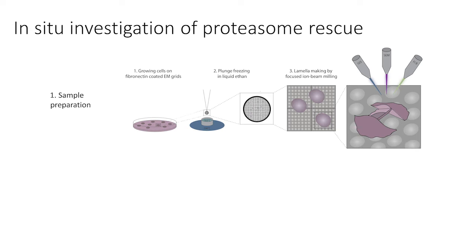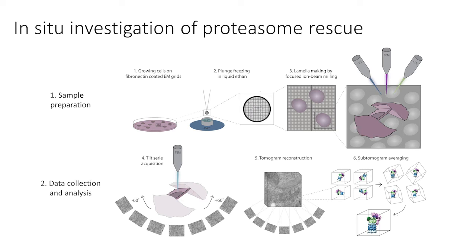So what we have to do is we grow our cells on grids, on electron microscopic grids. Once we see the cells have divided, we plunge freeze them in liquid ethane. Then we have these cells on grids, and we put them in a focused ion beam machine. In the focused ion beam, we make very thin slices, lamellae, from the cell that we can then analyze in a transmission electron microscope. In a transmission electron microscope, we take a tilt series, so we look at the sample from different orientations, and from that, we can reconstruct a 3D volume, recognize all these proteasomes, and can average them and see how these complexes look like.